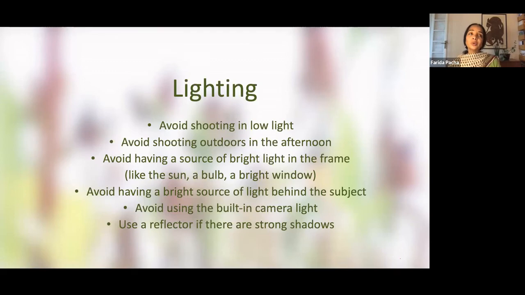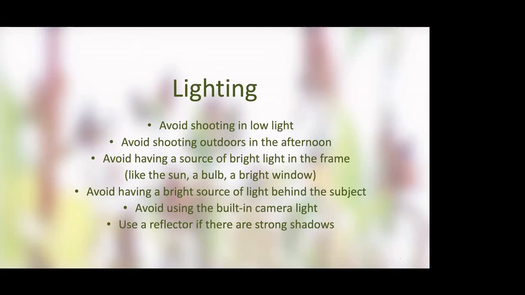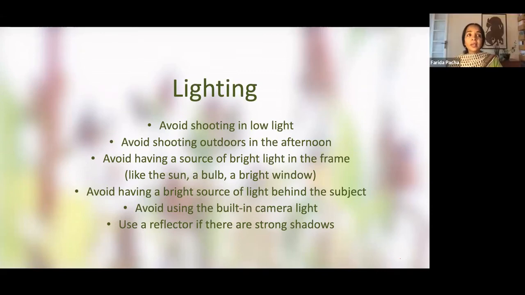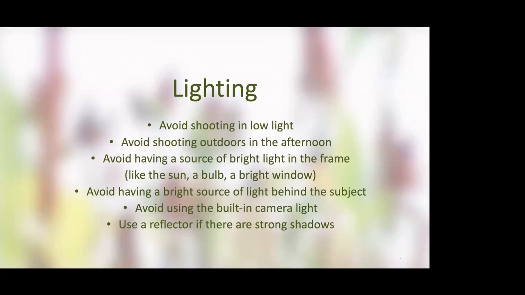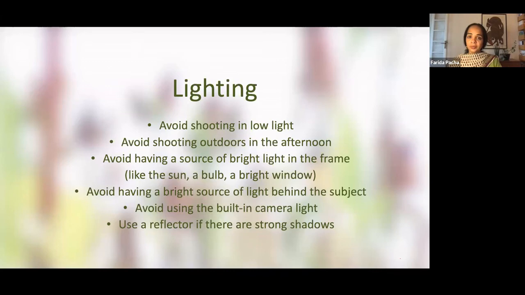If you shoot a video in a dimly lit room, or even a dimly lit exterior, your image will become very grainy. It will become very noisy. It will not be sharp. And you will also see that the camera is trying to go in and out of focus, because it is finding it very hard to find the focus. So avoid shooting in low light, get an additional source of light.